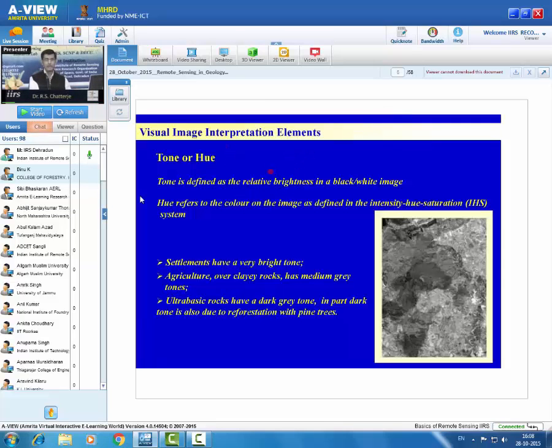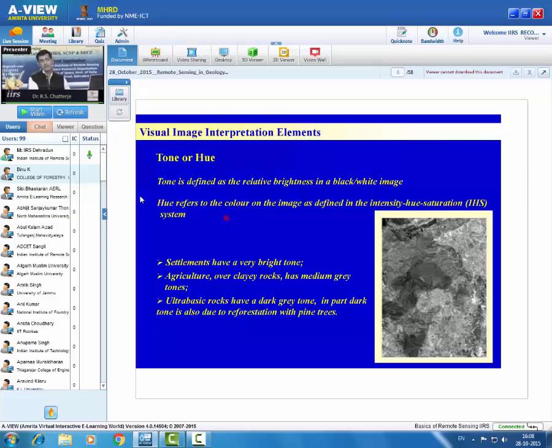Now, very briefly, we'll explain some of the slides on these direct interpretation elements, and we need to make a little hurry because we have a lot of slides to discuss. So the direct interpretation element, this is the tone or hue. Here we have used tone because it is a black and white aerial photograph. So what is tone? Tone is defined as the relative brightness of the object of interest with respect to the adjacent objects.